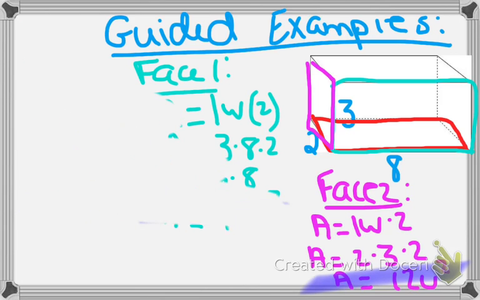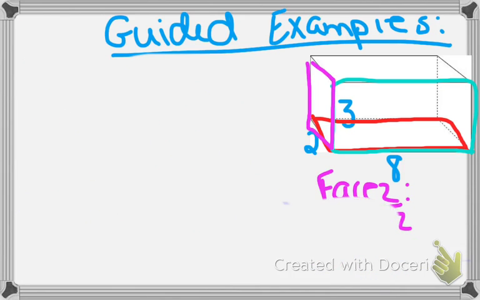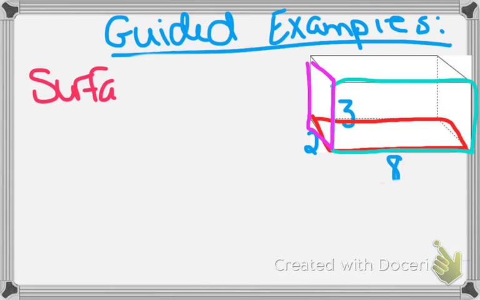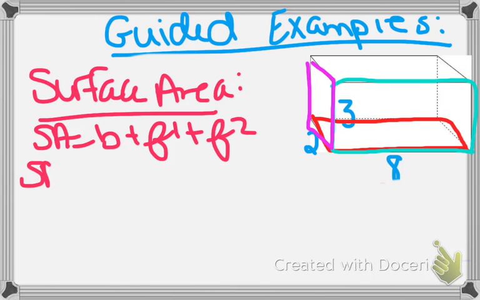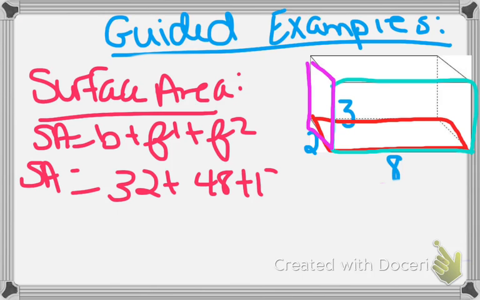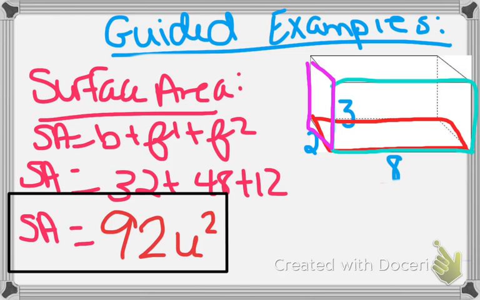We erase it all, and now we use those same numbers to find the total surface area of the rectangular prism. For that, we use the formula surface area equals base plus face 1 plus face 2's areas. So surface area equals 32 plus 48 plus 12. The surface area equals 92 units squared.